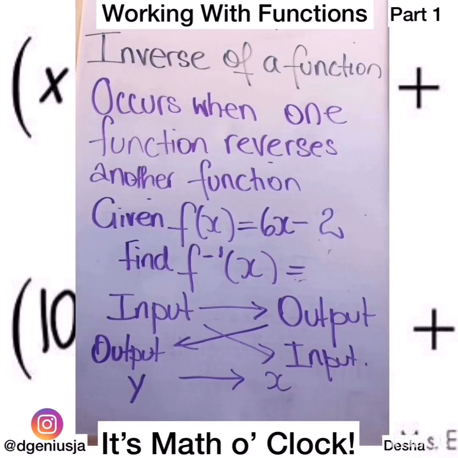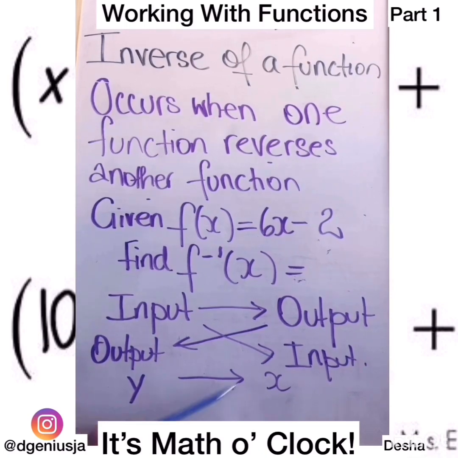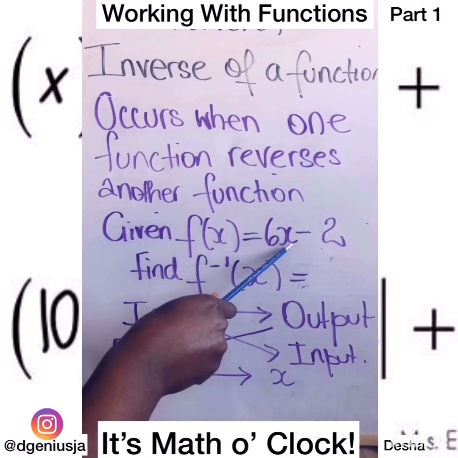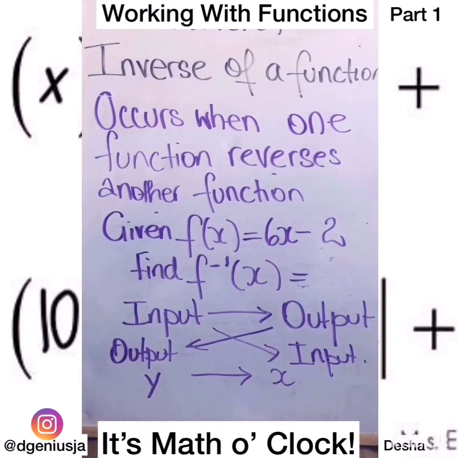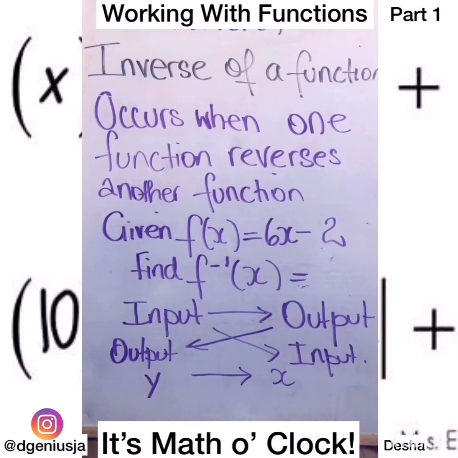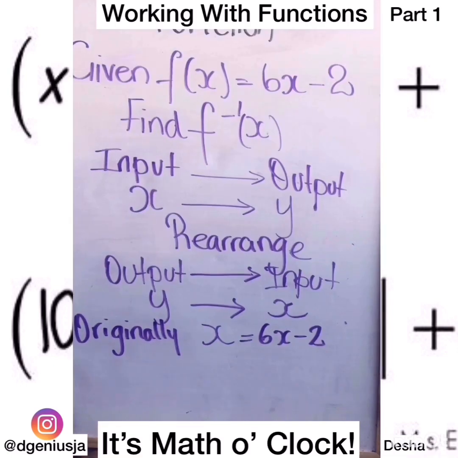Okay guys, so now we are going to step up again in the topic of functions. We're going to be looking at the inverse of a function. Now, an inverse of a function occurs when one function reverses another function, interchanging the output to the input. Given the function f of x is equal to 6x minus 2, we're going to find the inverse by literally switching it.